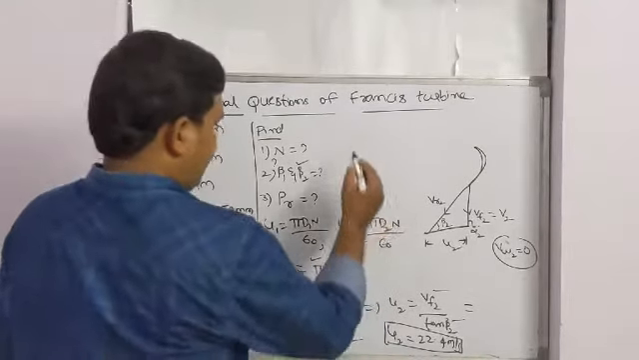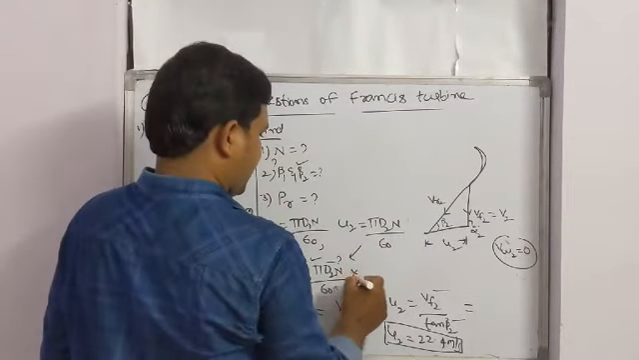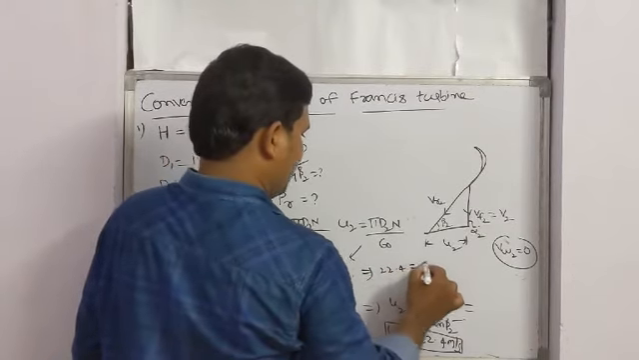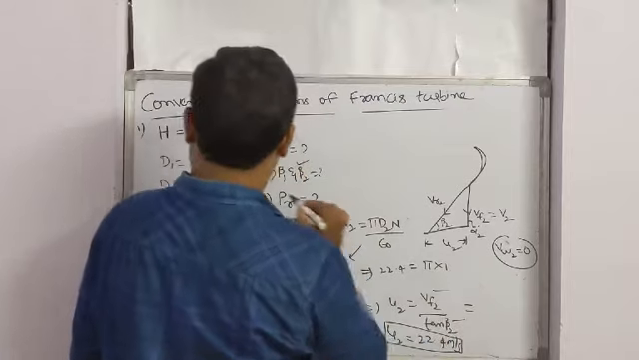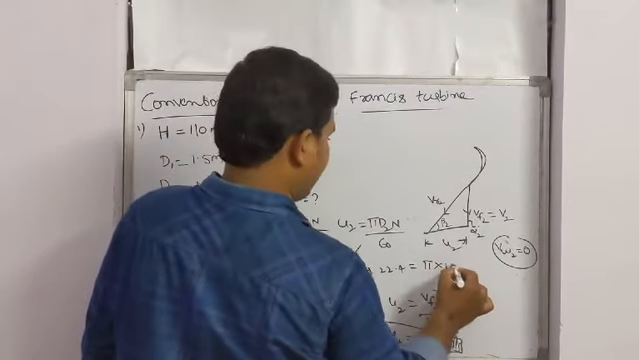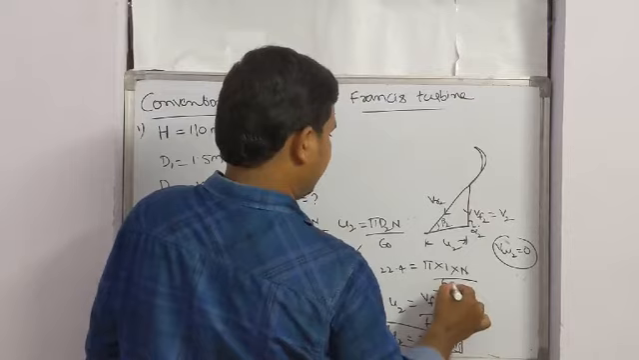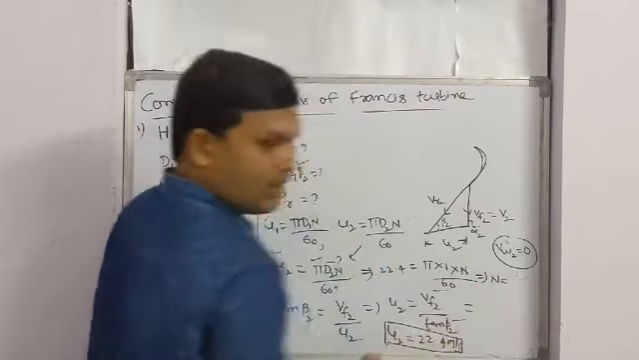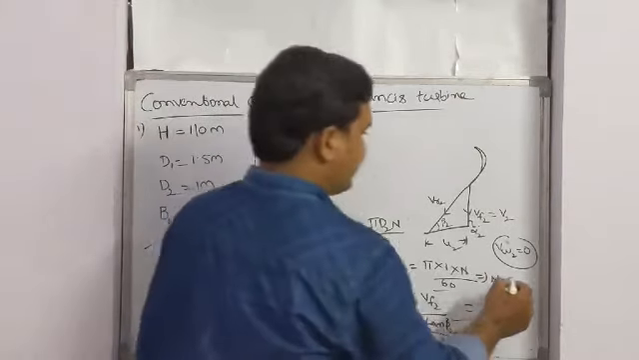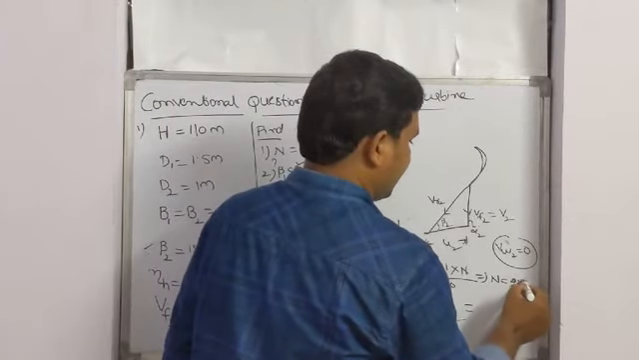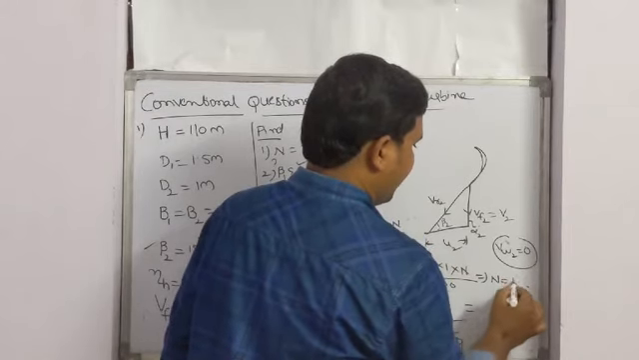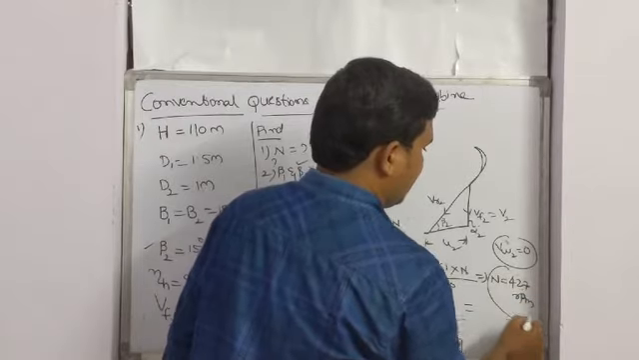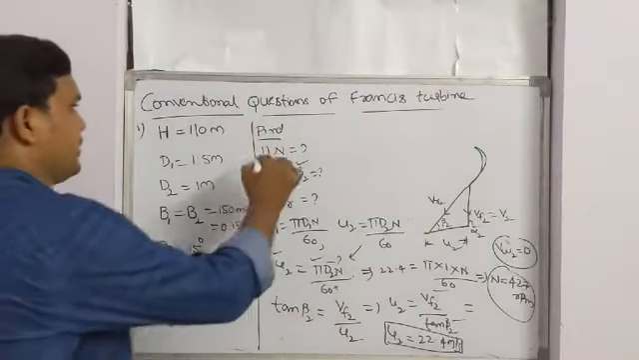So by substituting in this equation, u2 = 22.4 is equal to pi, which is a constant, d2 is 1 meter, into n by 60. When substituting all these in the calculator, we got n as 427.6 something, that is 427 rpm. So the first one is over.